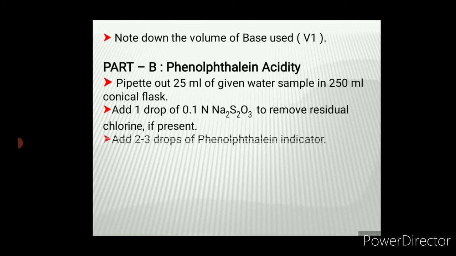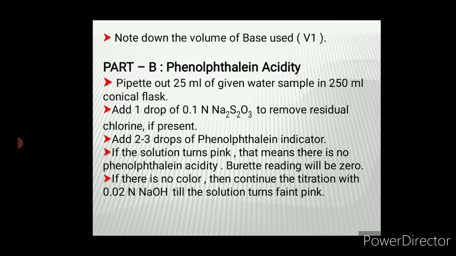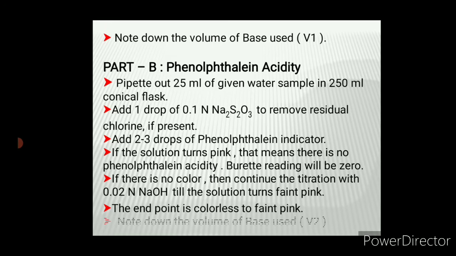So after adding sodium thiosulfate, we have to add phenolphthalein indicator. If the solution turns pink, that means there is no phenolphthalein acidity, and the burette reading will be 0. But if there is no color after adding the phenolphthalein indicator, if the solution remains colorless, then we must titrate it with 0.02 normal NaOH till the solution turns faint pink. The end point is colorless to faint pink. Note down the volume of base used, V2.